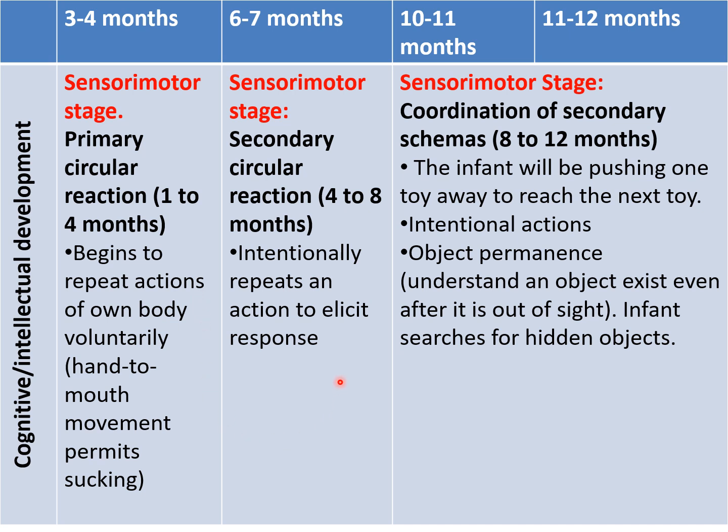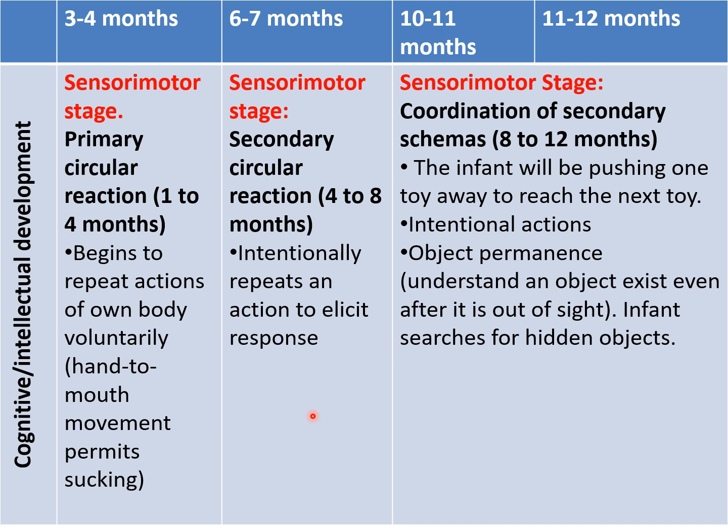Secondary circular reaction, for example a 6 to 7 month old child, the range being 4 to 8 months. You can see this: the child will be intentionally repeating an action to elicit a response. You can see banging a toy. If you give a rattle, they will be trying to make the sound again and again. So that is intentionally repeating an action.